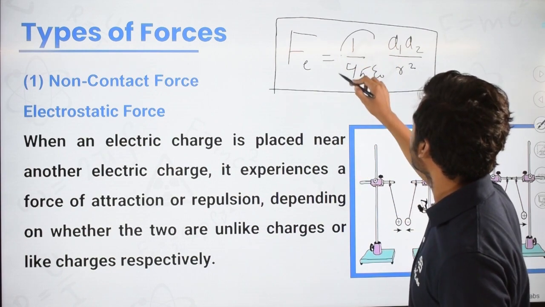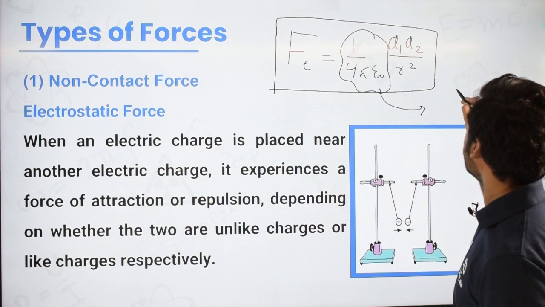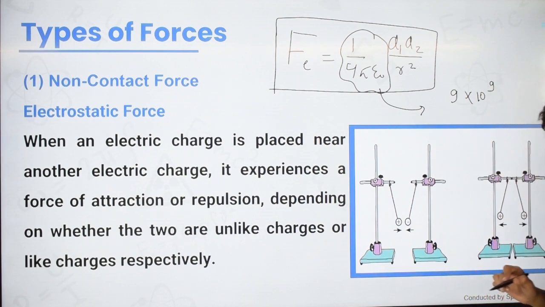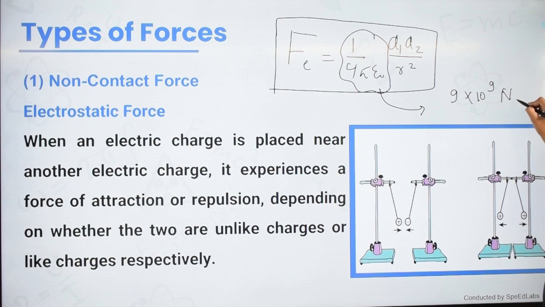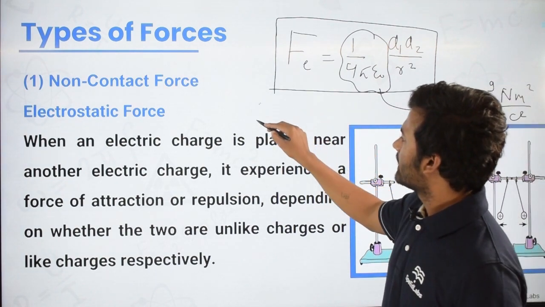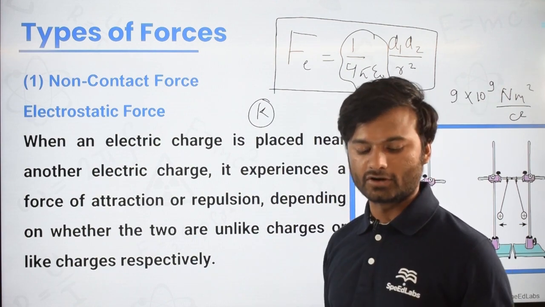Here 1 upon 4 pi epsilon naught is an electric constant whose value is 9 into 10 raised to power 9. Understand? And what is its SI unit? It will be Newton meter square per Coulomb square. Understand? Okay. It is represented by a constant. So basically these are all examples of non-contact forces.